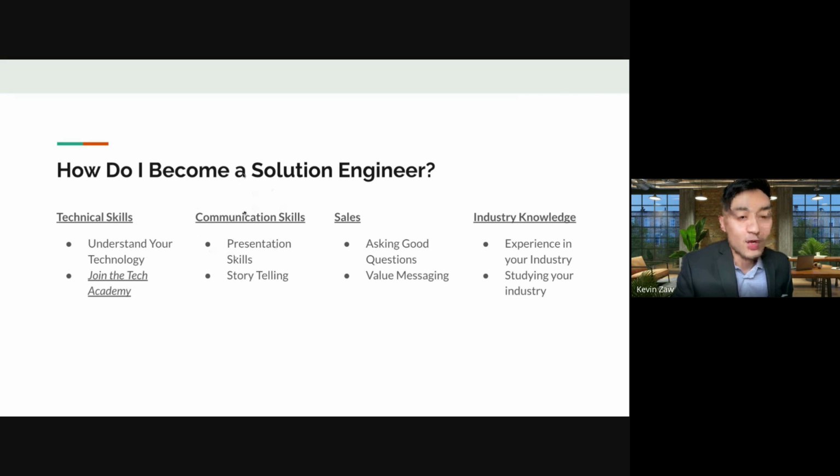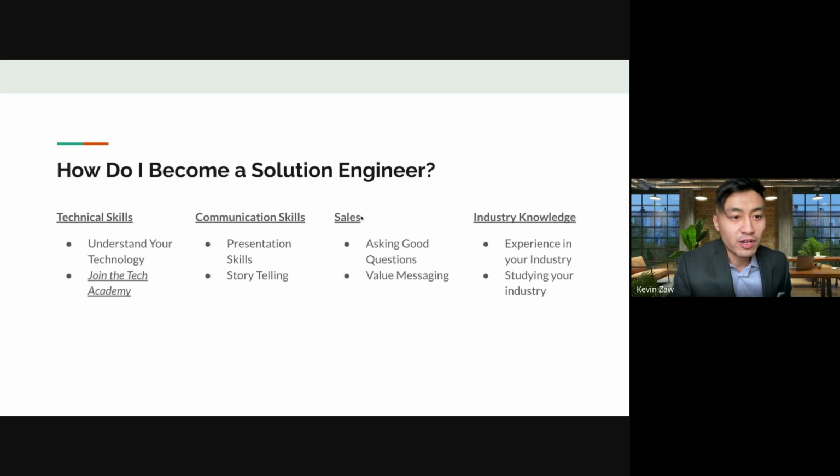The second point over here is improving your communication skills. Effective communication is a critical part of pre-sales, whether it be through the presentations you give or the storytelling. So focus on how you convey ideas and the strategies when it comes to connecting with your audience.